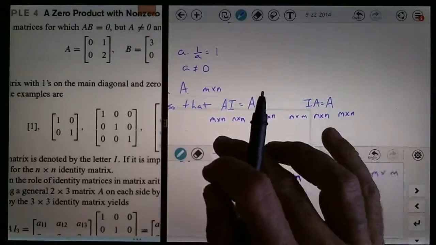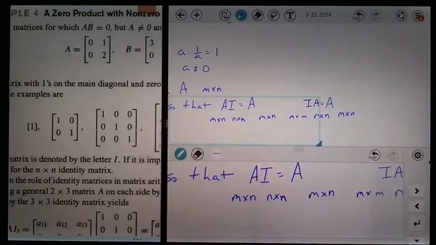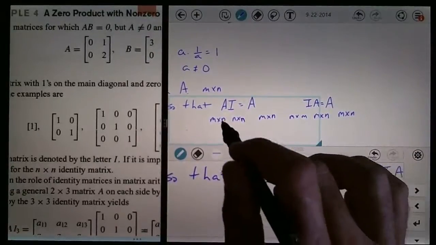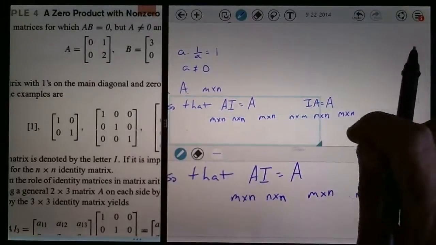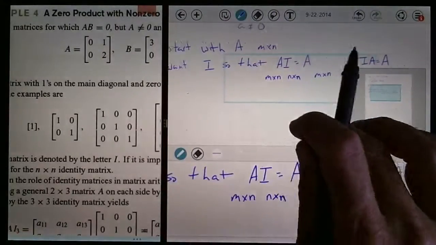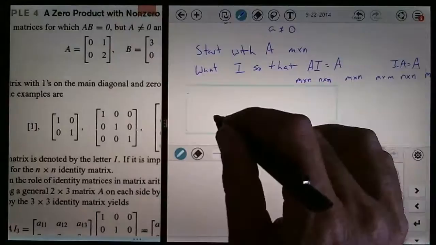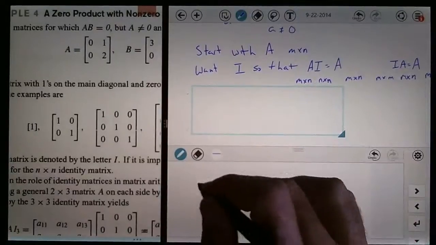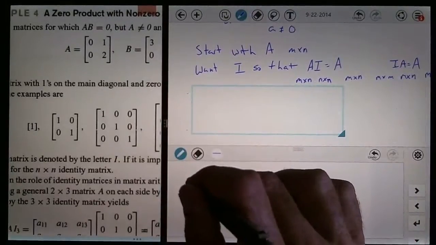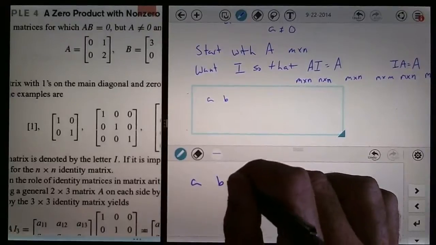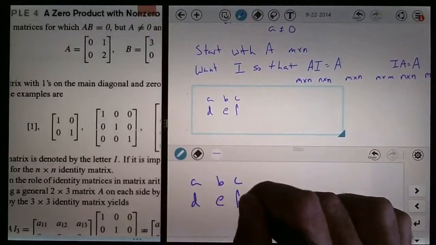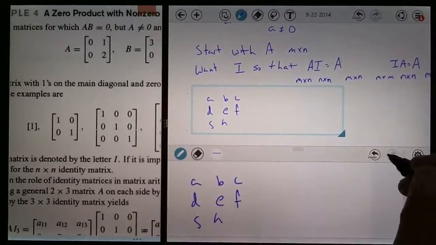Okay. Well, we can motivate this lots of different ways here, or we can just kind of write it down, but I want to motivate it a little bit here. So suppose let's start off with like a 3 by 3. So A, B, C, D, E, F, G, H, I.